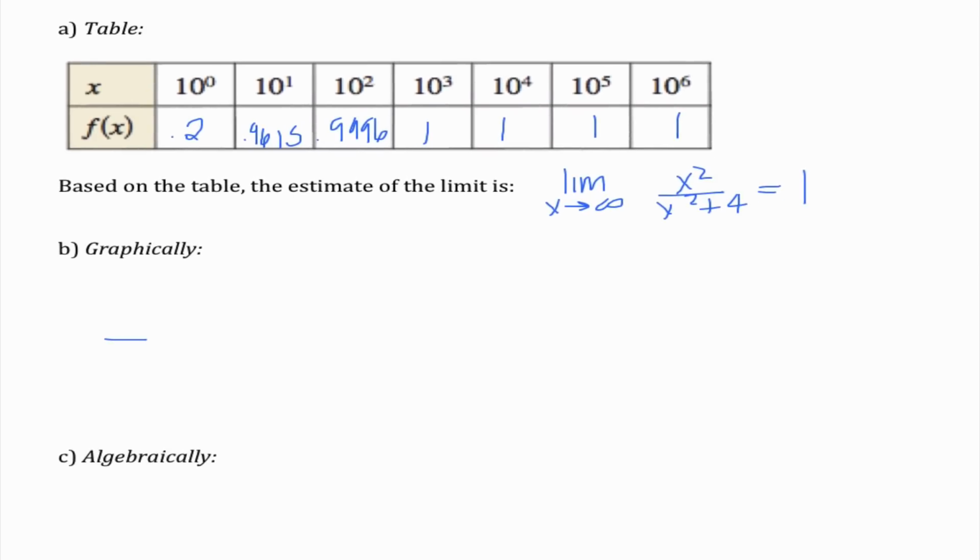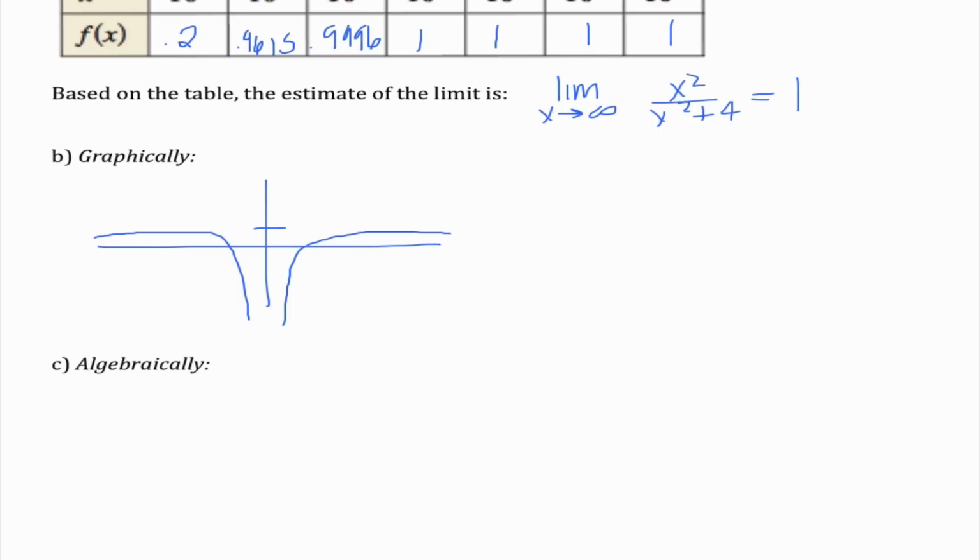Now, if I sketch a graph of this, okay, so I'm going to go ahead and look at my graph. The graph looks something like, here's one, okay, and it looks something like this. So we can kind of see as we continue to the right, there is a horizontal asymptote of 1, so once again we get that same limit.